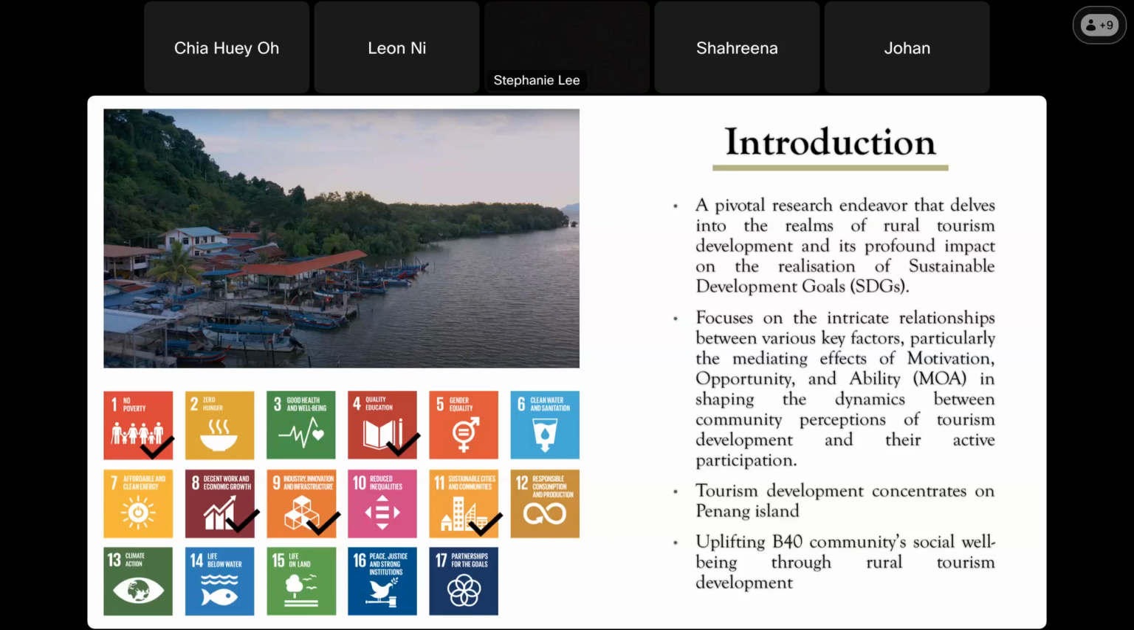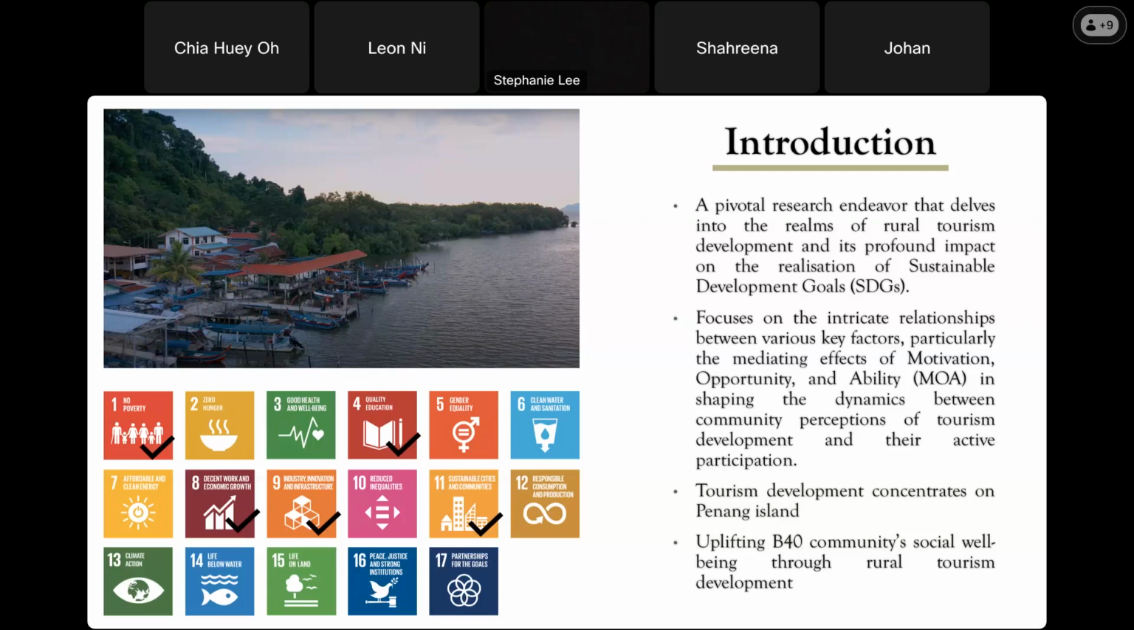This study actually holds the potential to contribute to national advancement and social welfare objectives by uplifting the B40 community's social well-being through rural tourism development.